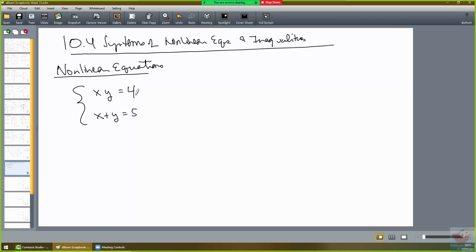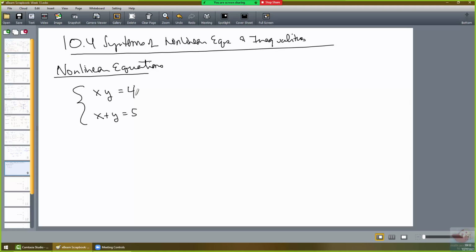And the two ways you are allowed to solve these are stuff that you learned in 0965. You're allowed to do substitution and you're allowed to do elimination. Sometimes both processes are fine. Other times only one is the better way to go. Because we don't have a like term in both equations, we have an x times y in the first and an x plus y in the second, elimination wouldn't really be helpful here.